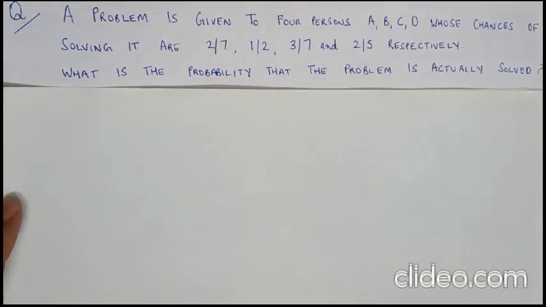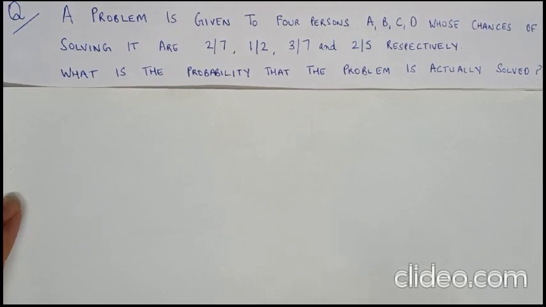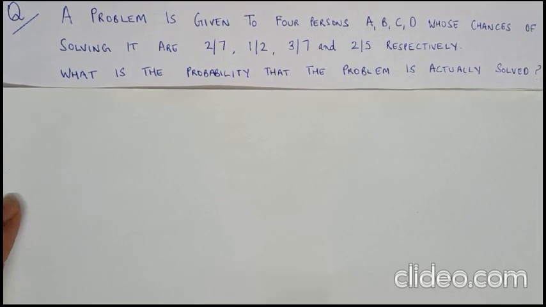So here is our first probability question for today. A problem is given to 4 persons A, B, C and D whose chances of solving it are 2 by 7, 1 by 2, 3 by 7 and 2 by 5 respectively. What is the probability that the problem is actually solved?